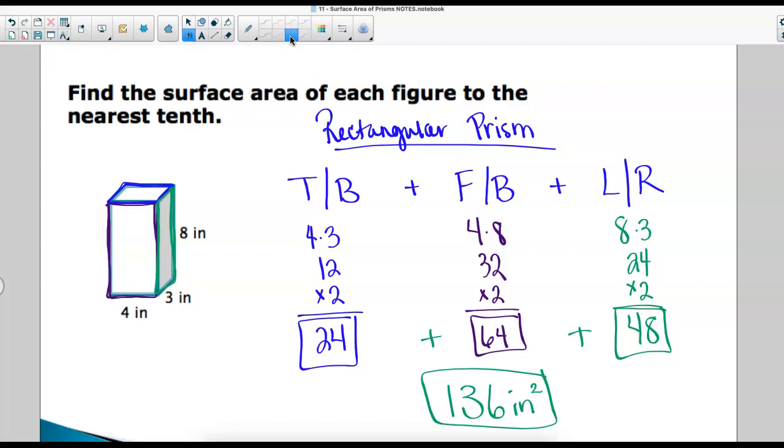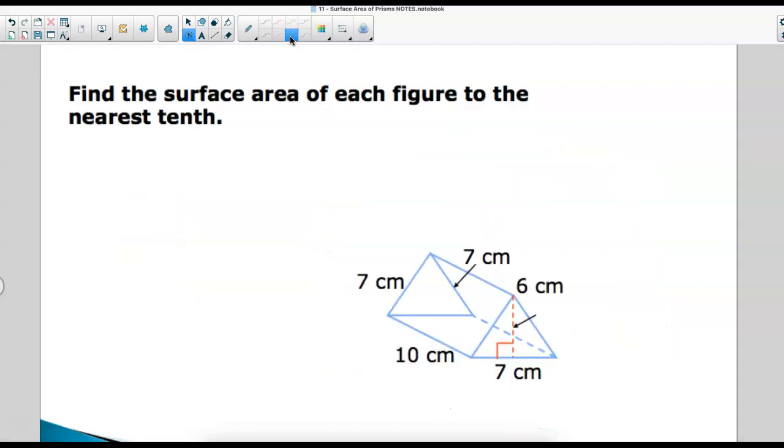Okay, questions there? Okay, flip the page. Okay, I want you to try this one on your own. Find the surface area of that triangular prism. You can use colors if you want to color code it. See if you can come up with an answer.